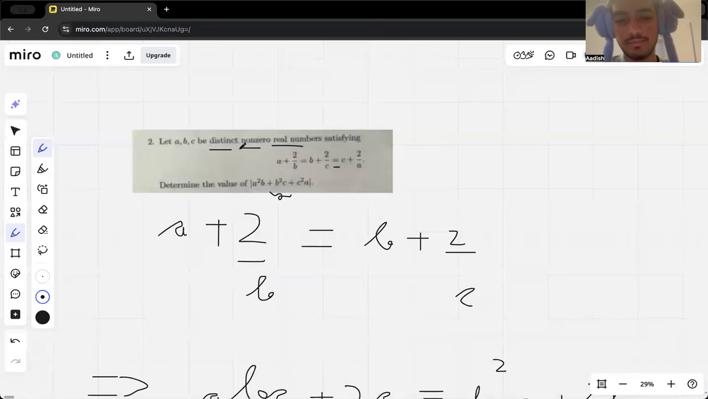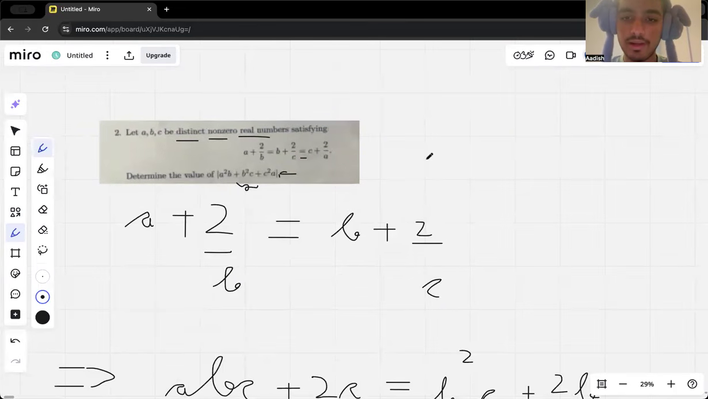What about distinct? You will notice that if a, b, and c were all equal, then this equation is just true, right? x plus 2 by x equal x plus 2 by x equal x plus 2 by x. So 1, 1, 1 works, 2, 2, 2 works, 3, 3, 3 works. And all of them give different values of this constant, which is why they have specified distinct. But the second question is, how do you use distinct? There's really only one thing you can do with distinct real numbers.